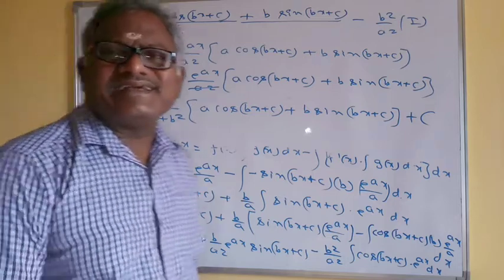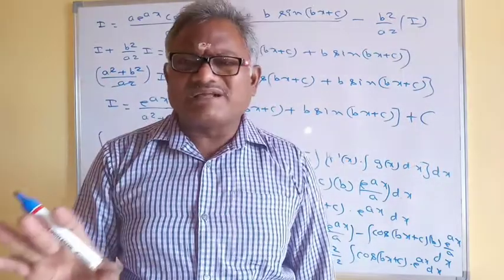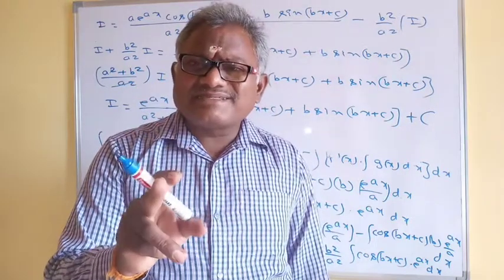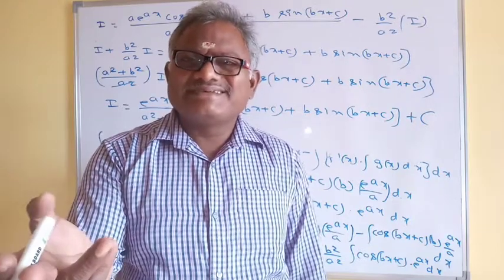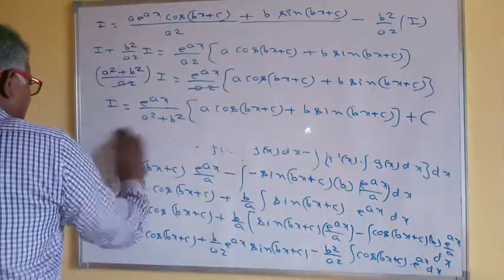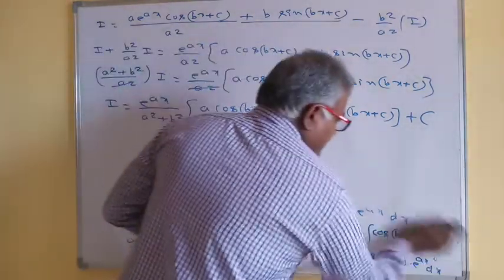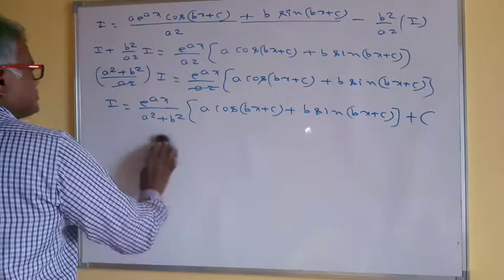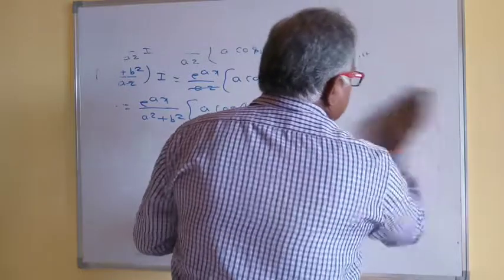In the previous one, integral e power ax sin bx or sin(bx plus c), no problem in that one. There is no variation. For that one, e power ax by a square plus b square, a sin(bx plus c) minus b cos(bx plus c). So these two formulae are very important. Try to remember these two. These two are very important for 7 marks questions, long answer type questions.